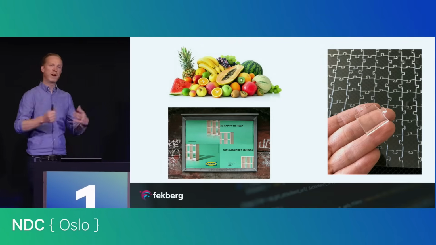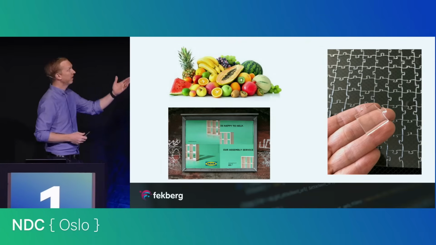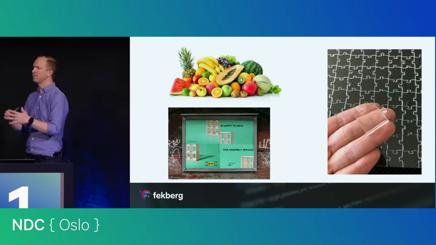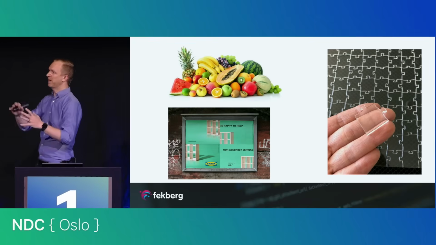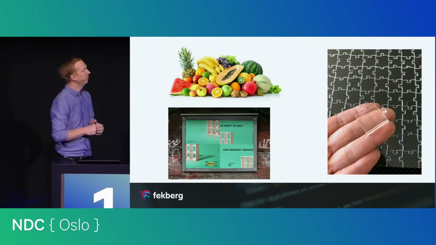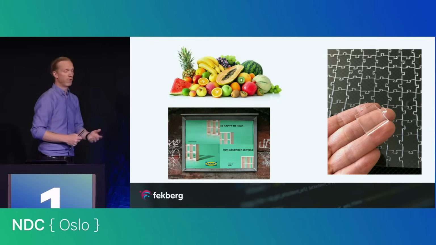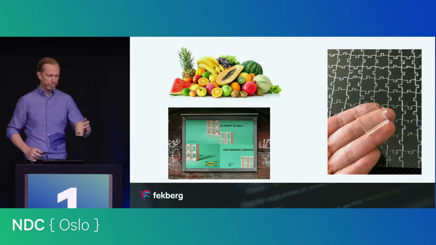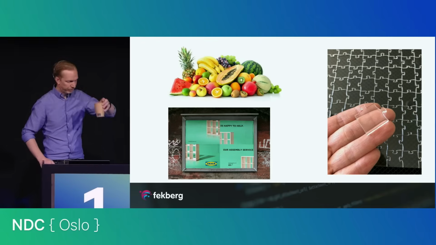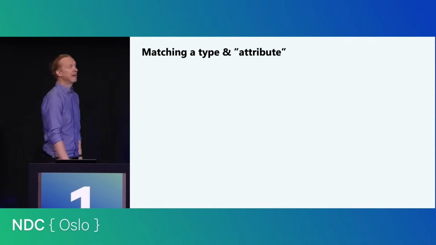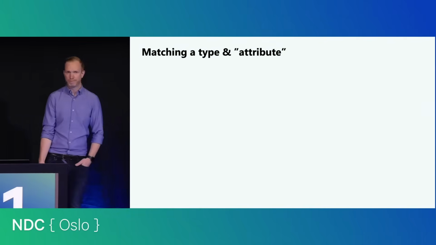So pattern matching is a way for us to look at certain things. Like in this case here, I can determine what an object is, like what kind of shape or form or colors and so forth. It's a language feature that's been around for a long time in other programming languages. And basically, it allows us to match on an attribute or a type.